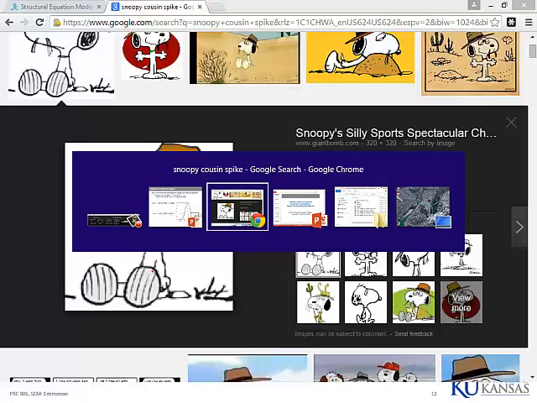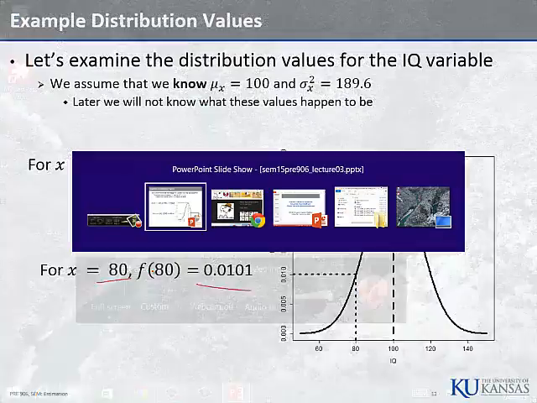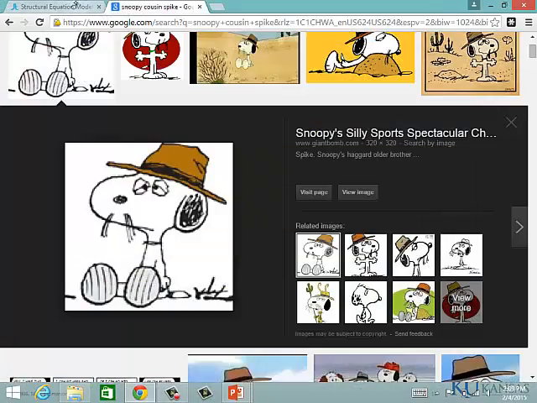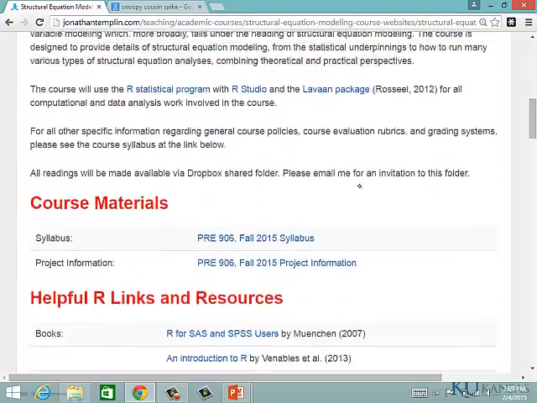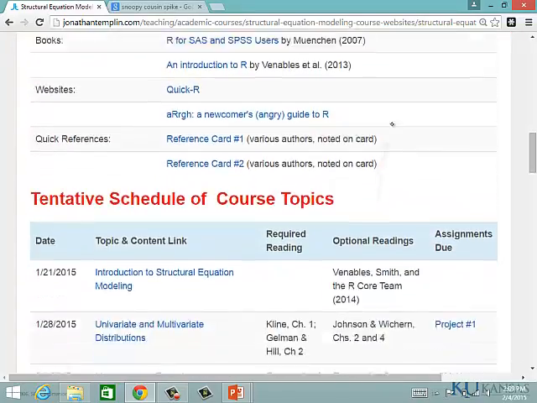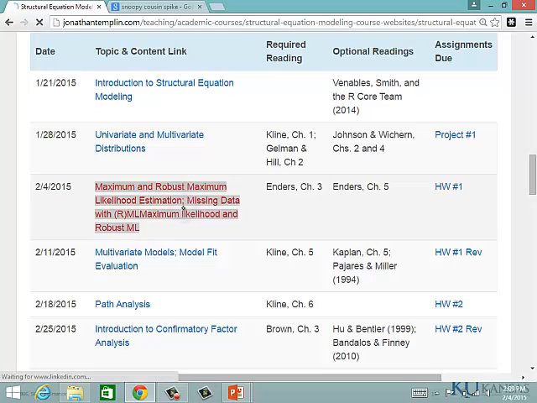One thing I wanted to point out to you about that is that in R, to find that, there's a function. And if you go to the web page for this class this week, there's more.